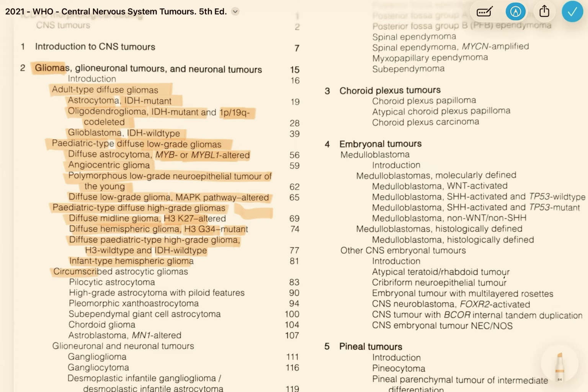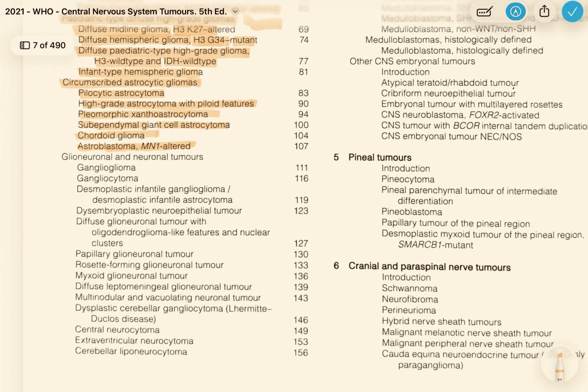Then we have circumscribed astrocytic gliomas, in which there is pilocytic astrocytoma, high grade astrocytoma with piloid features, pleomorphic xanthoastrocytoma, subependymal giant cell astrocytoma, chordoid glioma, and astroblastoma, MN1 altered. Then we have glioneuronal and neuronal tumors.